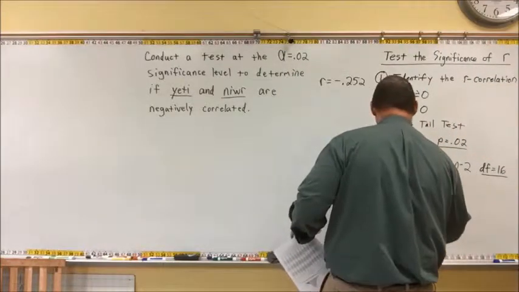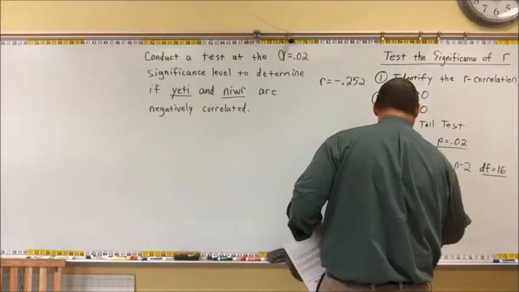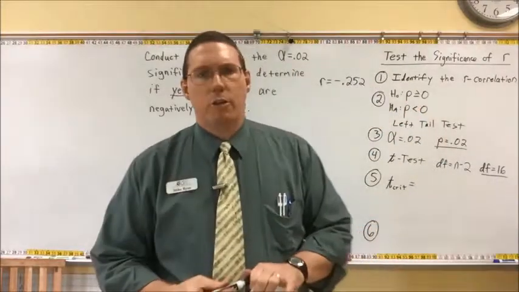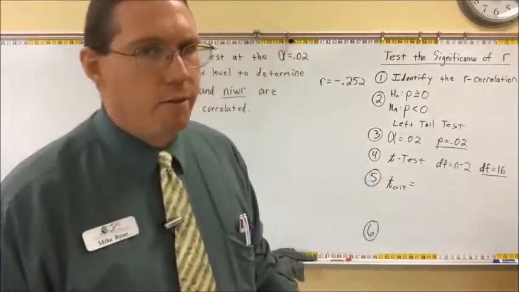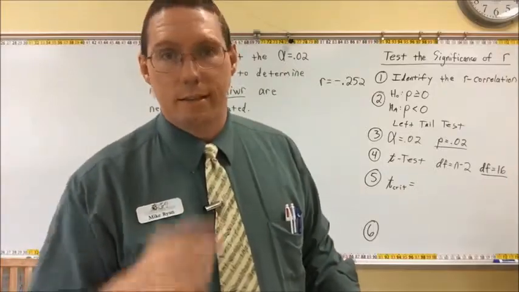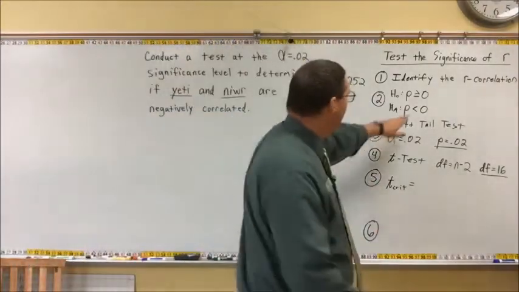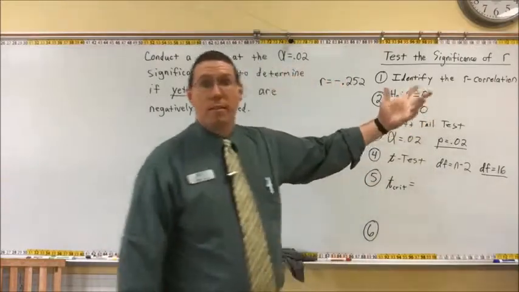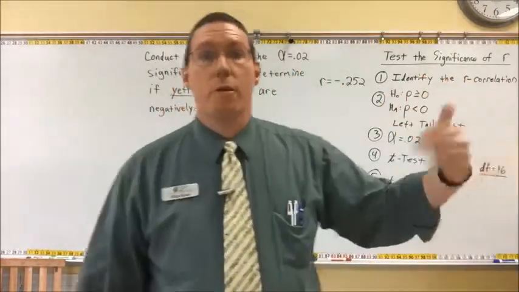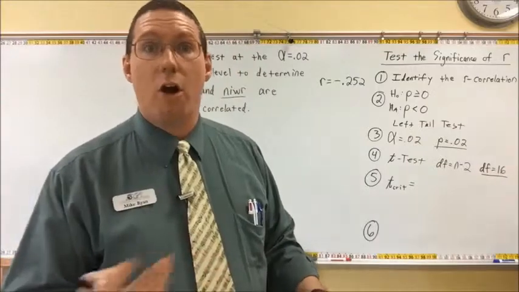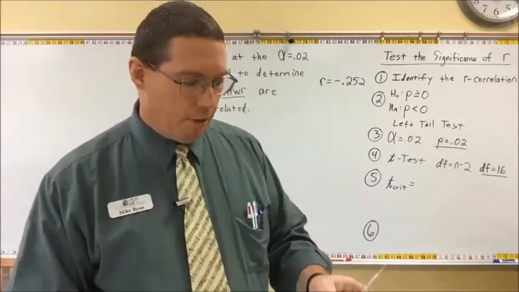So t crit. Now, is our critical t value going to be positive or is it going to be negative? Well, this is a left tail test. What is on the left side of 0? Well, that's less than 0, okay? So then on the left side are all the negative t values.